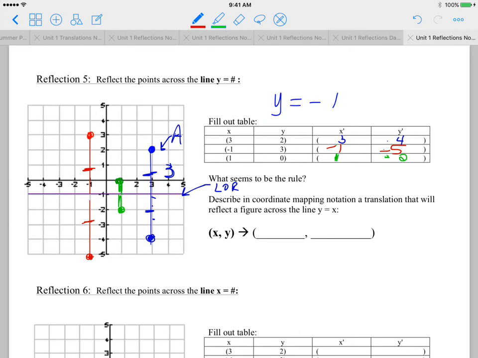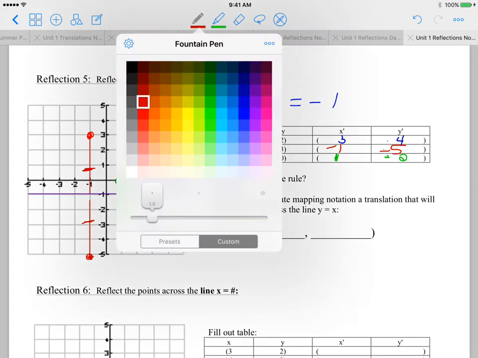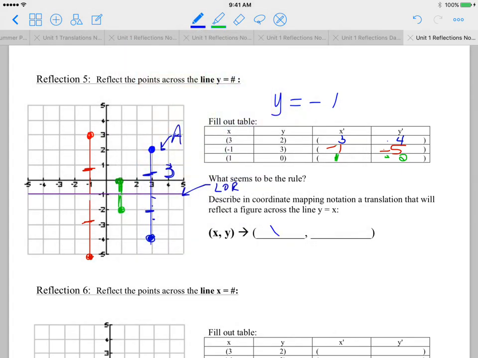Okay, these rules aren't really as clean, which stinks. It happens, I'm sorry. But we do have some common points. X is not going to change. We're jumping a horizontal line, so x is going to stay the same, just like jumping the x-axis yesterday.